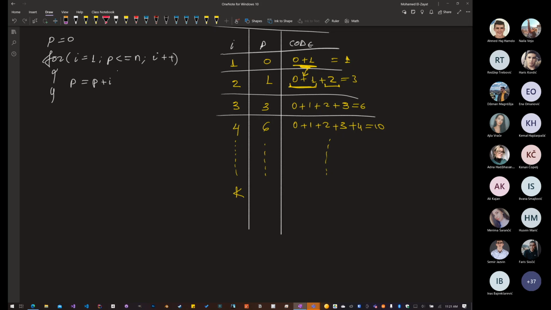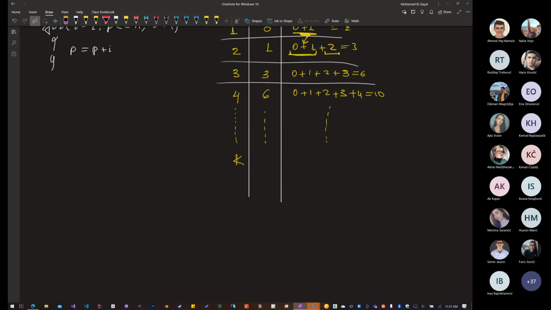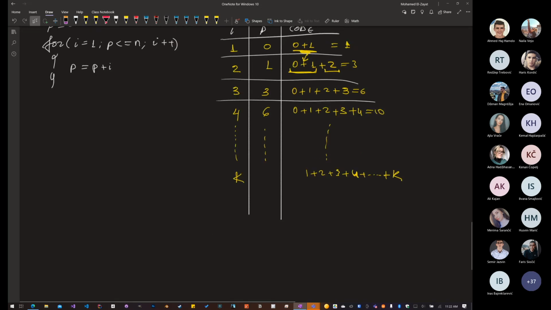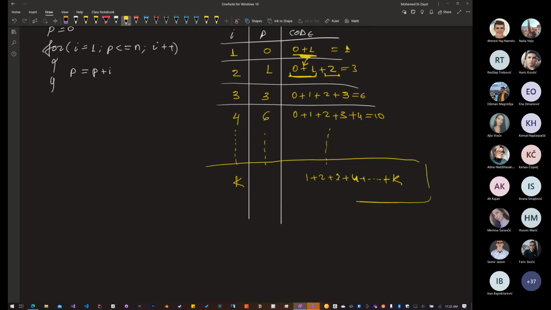So this will be adding up to 1 plus 2 plus 3 plus 4, and then how many times? Plus 4, k times, because this is running k times at the end of the day. All of this is going to be running for k times, not for n times. So let me put this here. At the end of the day, what is going to be the order of this function? This is the good question here.